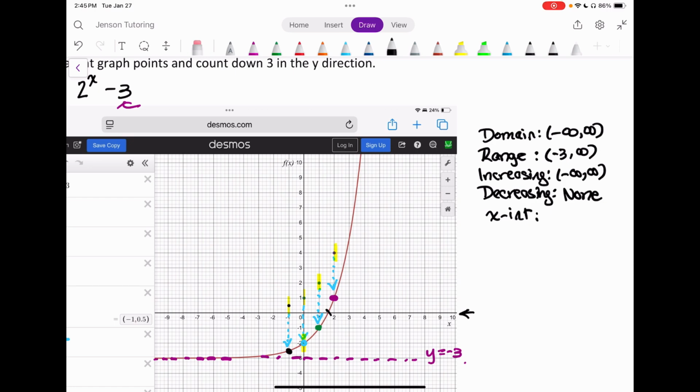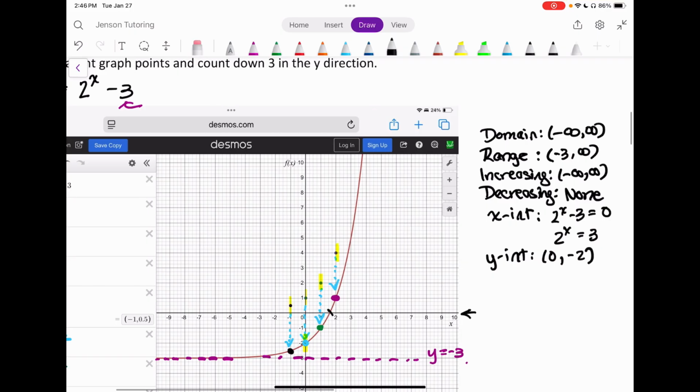And of course, the way we would find that is we would set our equation equal to 0 and solve for x. But we don't know how to get rid of this exponent yet because we haven't covered logs. Once we have logs, we'll be able to do that. So at this point, we just want to know there is an x-intercept. For the y-intercept, that's where x equals 0. And in this case, when x equals 0, y equals -2.